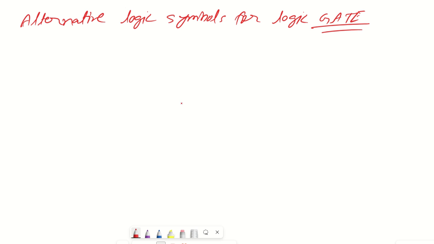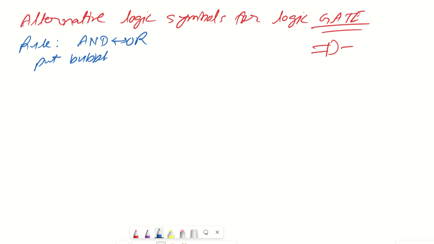What does it mean? Let's say we have an AND gate. Is there any possibility that we can represent this AND gate with another symbol? Yes, there are possibilities. So what is the rule that we will see first? The rule is you have to convert your AND to OR, and your OR to AND, okay. And another rule is put a bubble, that is NOT, okay.